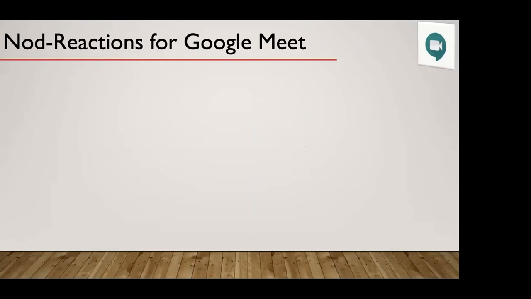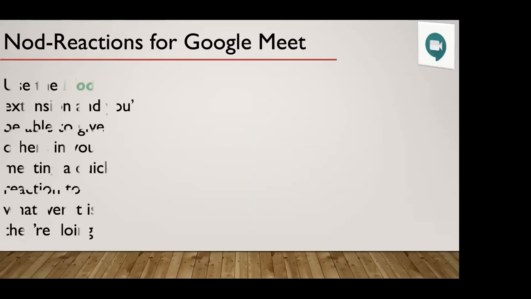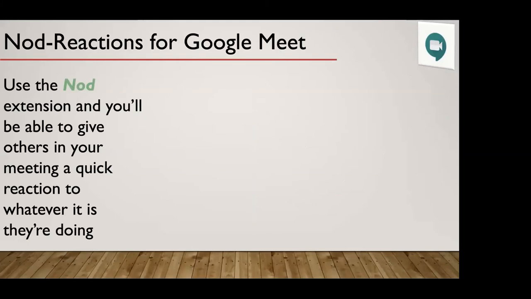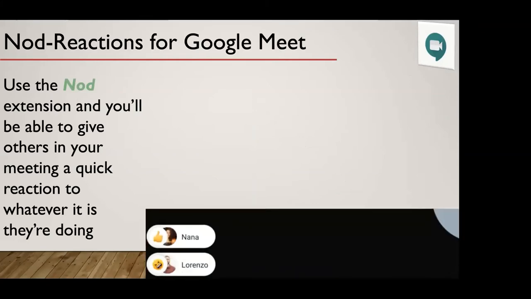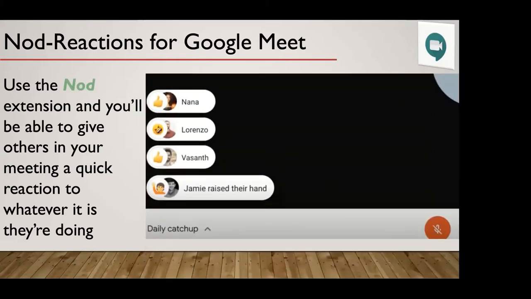The nod reactions, as you notice in Zoom, you can just hit the reactions at the bottom. In Google Meet, everything is an extension that you have to add on. So if you like add-on Chrome extensions, you will love this tool. The nod reactions for Google Meet, you can have your emojis, your hand raised, your thumbs up. It gives you all the reactions that you have on your phone with your emojis.